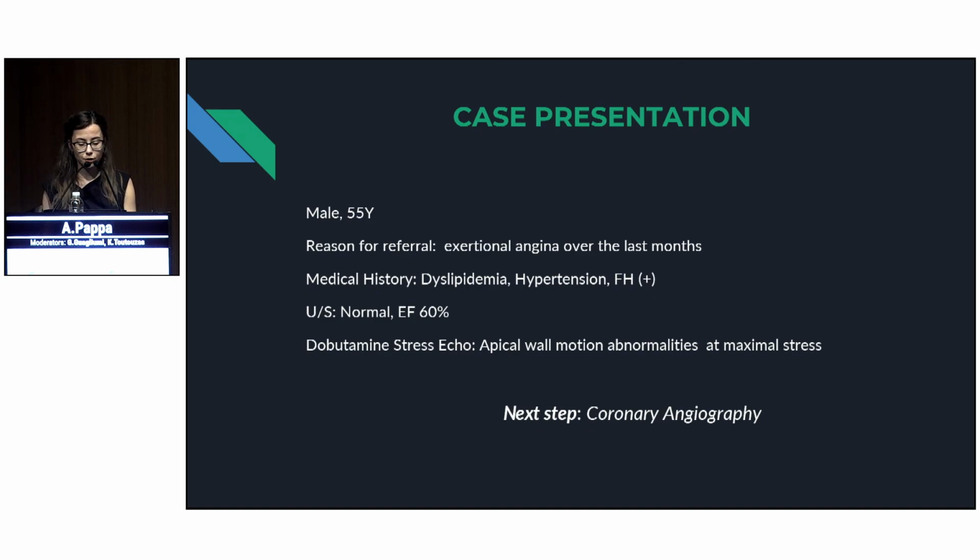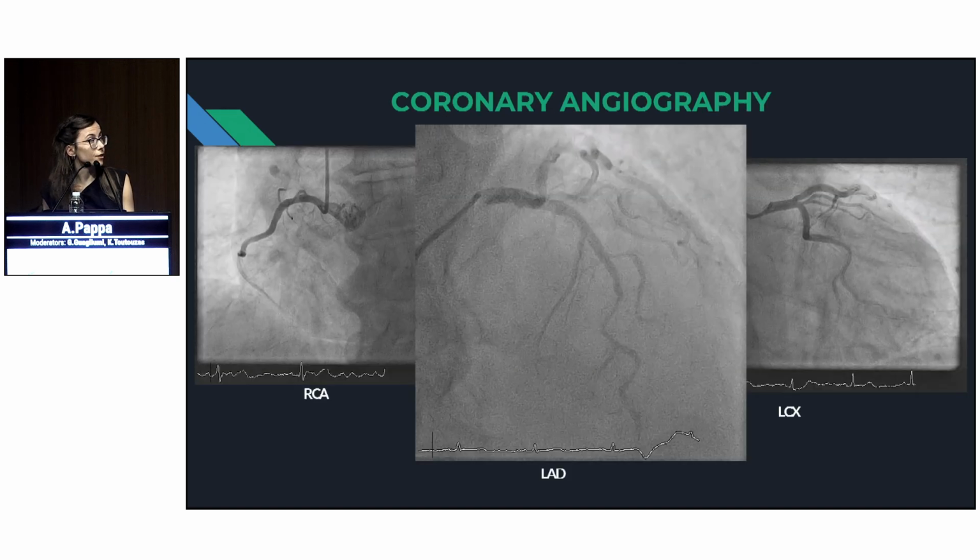We performed an echocardiogram that had no abnormal findings, and the ejection fraction was 60%. So then we proceeded with a dobutamine stress echo that showed apical wall motion abnormalities at maximal stress. So the next step was a coronary angiography.